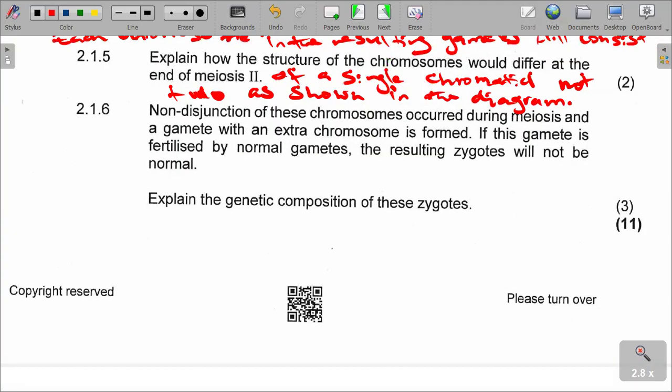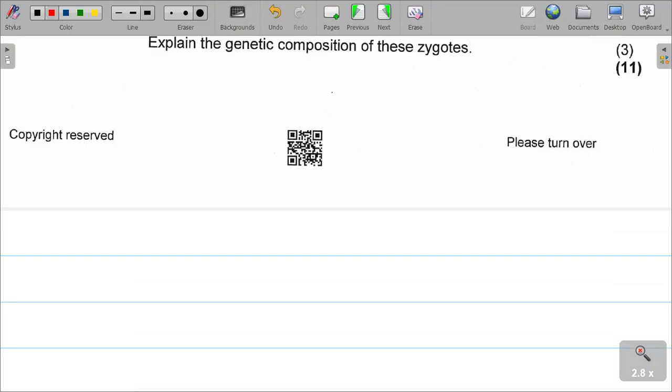Number 6, non-disjunction, which is called non-separation of chromosomes. Non-separation of chromosomes occurred during meiosis, and a gamete with an extra chromosome is formed. If the gamete is fertilized by a normal gamete, the resulting zygote will not be normal. Explain the genetic composition of these zygotes. This is what we have said before, and I've answered this question severally.